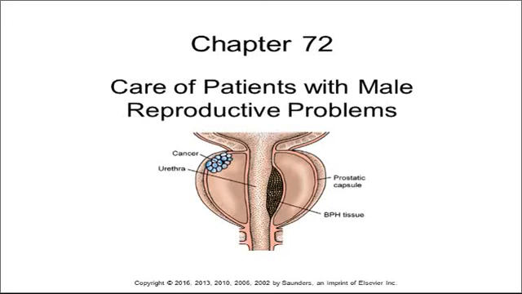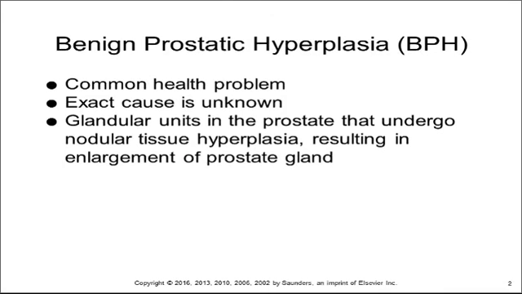This is Mrs. Harlan discussing Chapter 72, Care of Our Patients with Male Reproductive Problems. The first disease process we'll talk about is BPH, or benign prostatic hyperplasia. It's a common health problem for a lot of men.